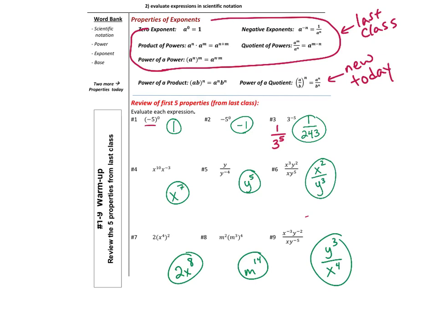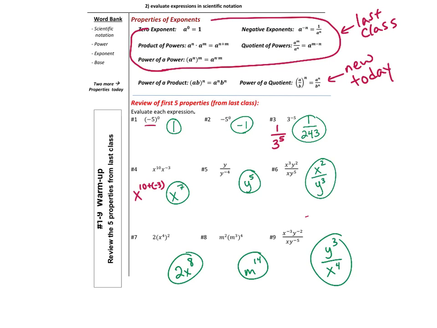Number 4, this looks like I am multiplying, so multiplying the bases. This is x to the 10th times x to the 3rd. If I look up here at the top, the product of powers says when I multiply two powers with the same base, I add the exponents. So I'm going to add 10 and negative 3, which is 10 plus a negative 3, and that's the same as 10 minus 3. So that's where you get x to the 7th. 10 minus 3 is 7. So that's the product of powers.